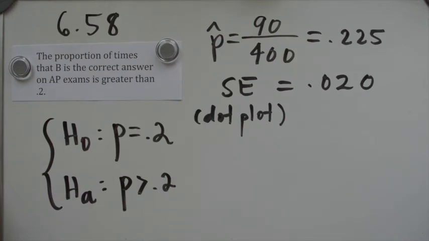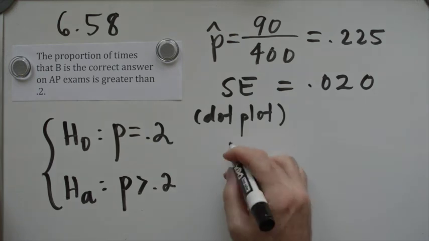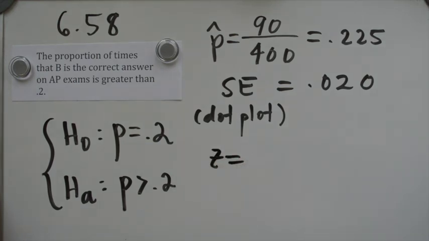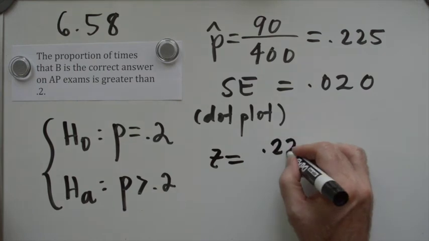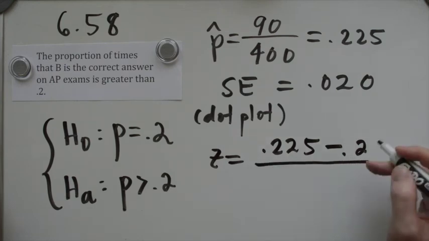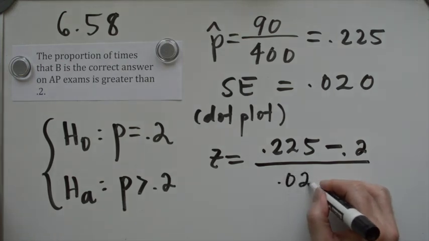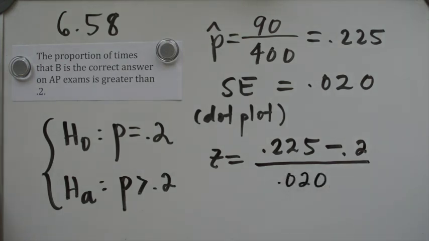In our part 2 strategy, we're using a mixed strategy. We're going to take the 0.225 and standardize it. To get its z-score, we take the 0.225, subtract the null parameter, the 0.2, and divide by the SE, which in this case is provided to us from the dot plot. So that's 0.020. When we calculate that, we get 0.225 minus 0.2 divided by 0.020, and we get 1.25.